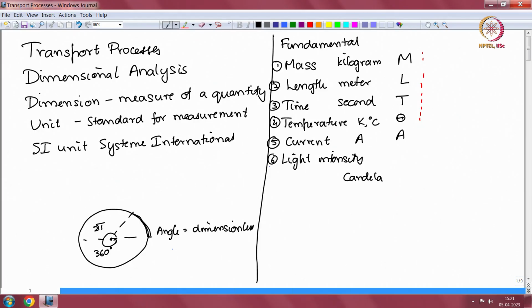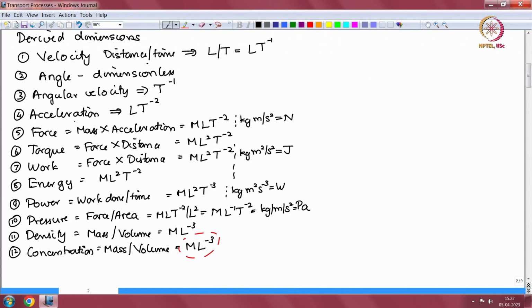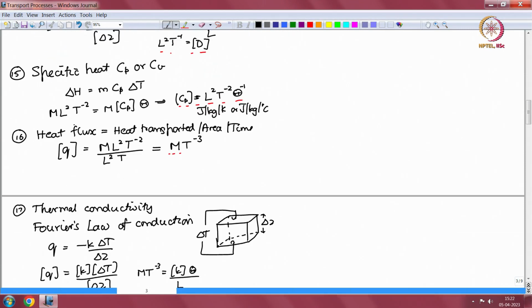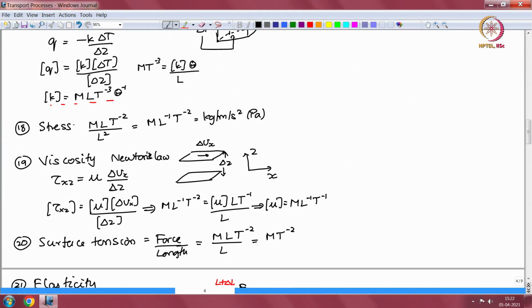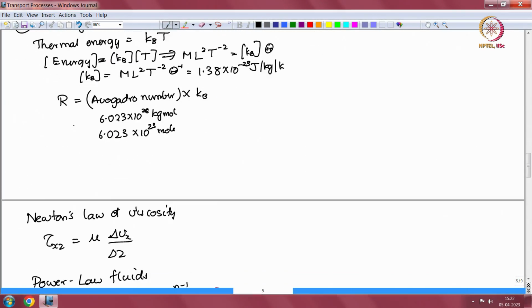By convention, fundamental dimensions are mass, length, time, temperature, current and light intensity. With their SI units, kilogram, meter, second, Kelvin, ampere and light intensity is candela. And from that I had derived dimensions for various quantities, velocity, acceleration, etc., mass transfer quantities, concentration, mass flux, diffusion coefficient, heat transfer quantities, specific heat, heat flux, thermal conductivity, momentum transfer quantities, stress, viscosity, surface tension, elasticity, etc.